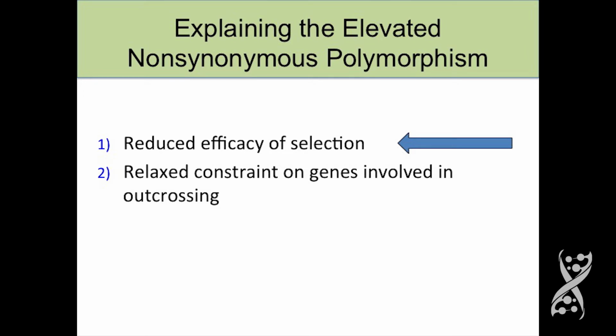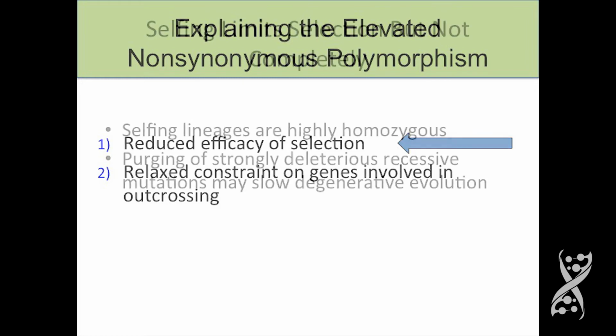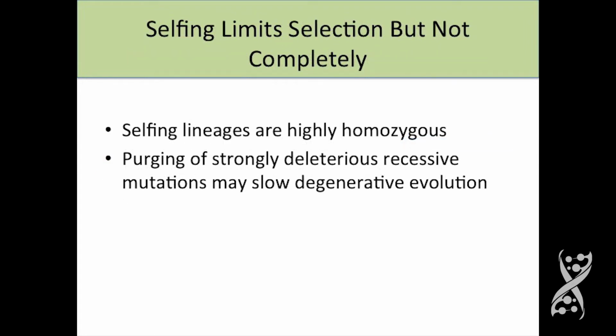However, in a selfer, this inefficient selection shouldn't be complete, and we certainly don't see signs of widespread degenerative evolution like on the Y chromosome. This is more subtle, relaxed selection. And one way to think about this is, well, selfers are highly homozygous. And so we still should have purging of strongly deleterious recessive mutations going on in highly selfing populations. And so this brings up the other factor that's likely playing a very important role in degenerative evolution and inefficient selection, and that's ploidy.